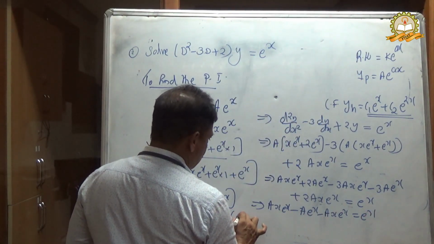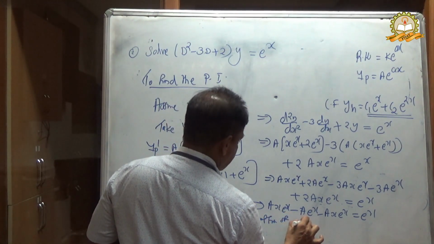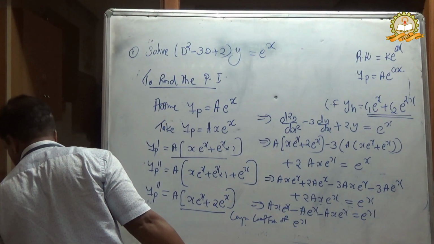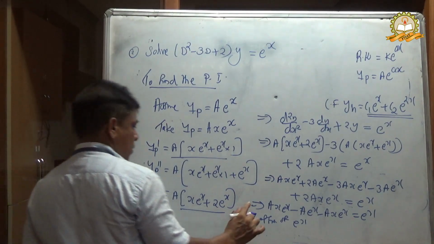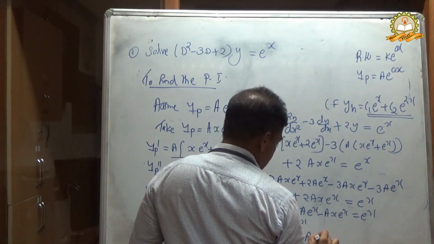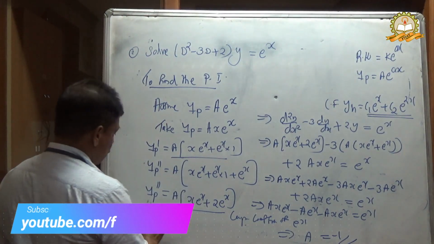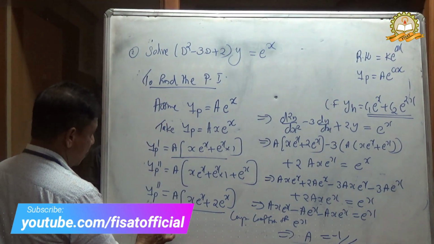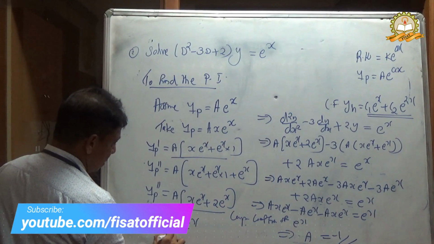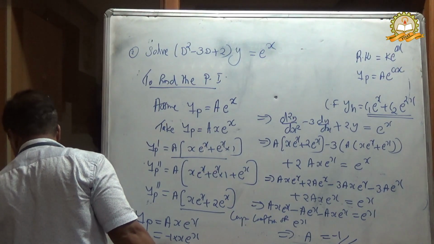Comparing the coefficients of e raised to x, we get a is equal to minus 1. Therefore, the value of a is equal to minus 1. Therefore, our yp will be a into x into e raised to x, which is minus 1 into x into e raised to x.